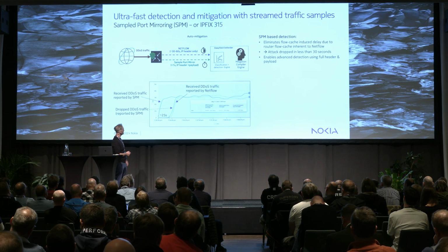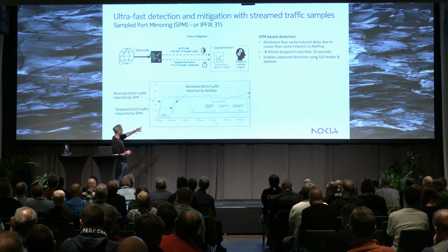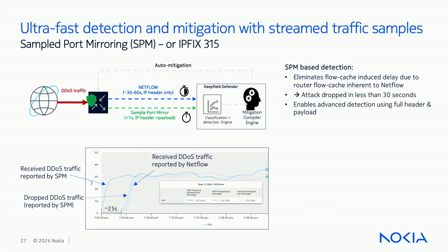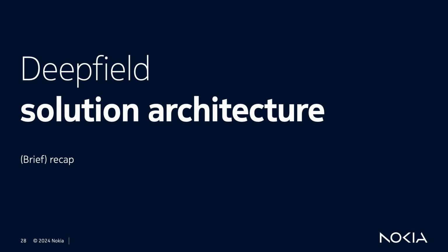So this just shows an attack that was used to measure detection time and mitigation time of the attack. There was just a 25-second, 30-second difference in the detection time of the attack itself from using sample packet mirroring compared to using traditional NetFlow. And that's nearly finished up.